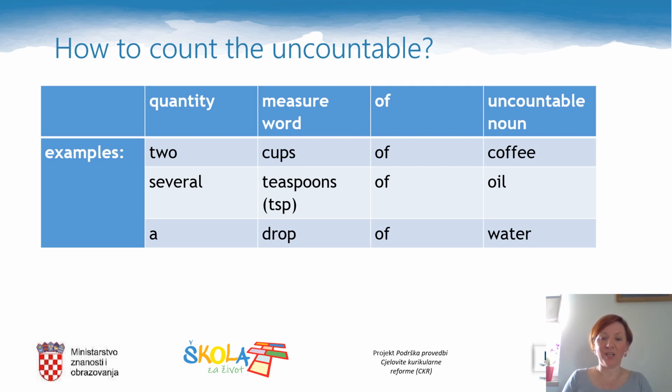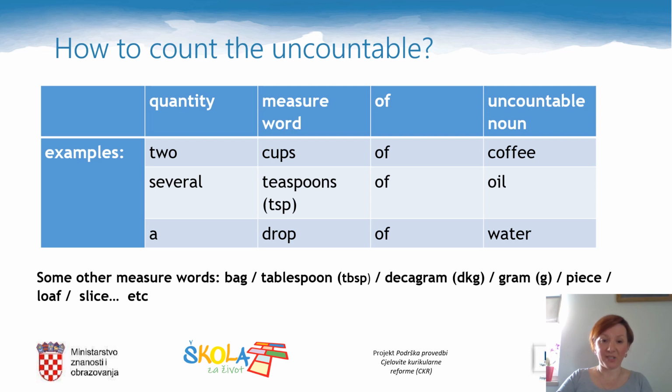So you get 2 cups of coffee. Coffee is an uncountable noun, but you can count cups of coffee. Several teaspoons of oil. You can't count oil, but you can count teaspoons of oil. A drop of water as well. You can't count water, but you can count drops of water, glasses of water, bottles of water, and so on and so forth.